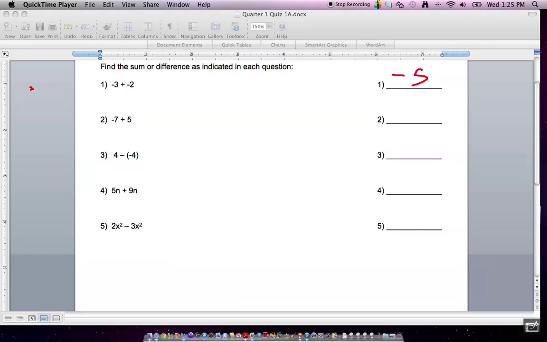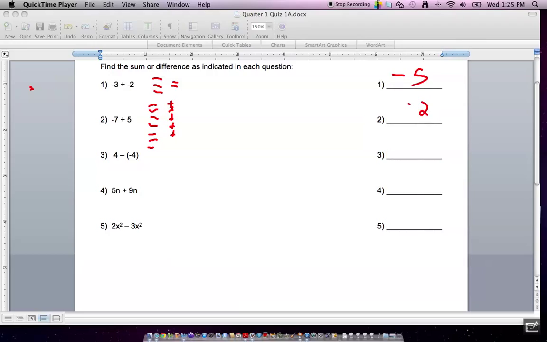Number 2 was almost as successful. What was the answer to number 2? Rich? -2. A -2, good. Now, it wasn't quite as successful. Let me go back and show you some work here. On number 1, here's 3 negatives, and there's 2 more negatives, so altogether we have 5 negatives. On number 2, here's 7 negatives and 5 positives.